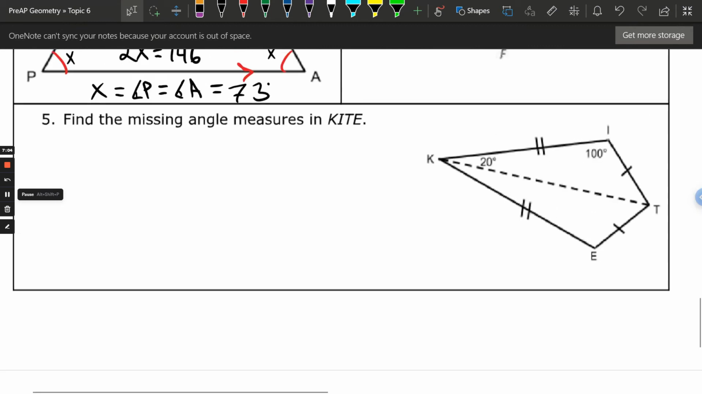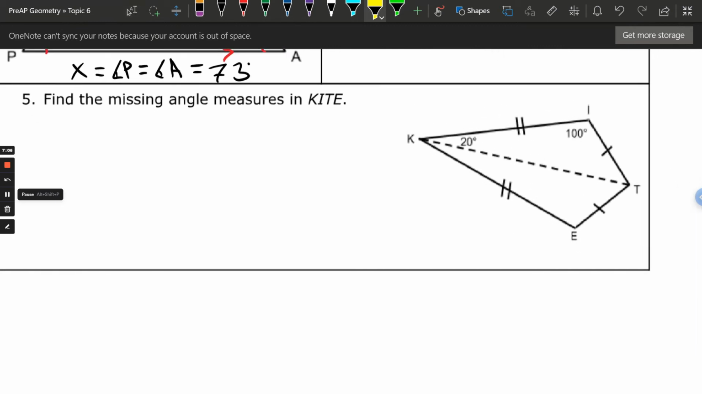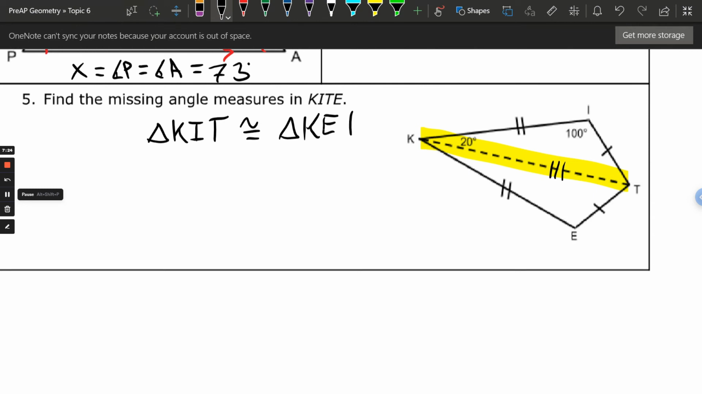Okay, and what you'll notice is that one of my diagonals here is already drawn. And if we consider this to be the shared side, we've basically split up this kite into triangle KIT and triangle KET. Okay, and these two triangles are congruent by side, side, side. Since they are congruent by side, side, side, I know that all of these corresponding angles are going to be congruent as well.